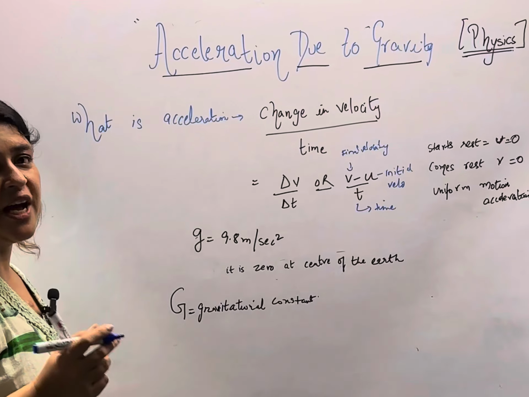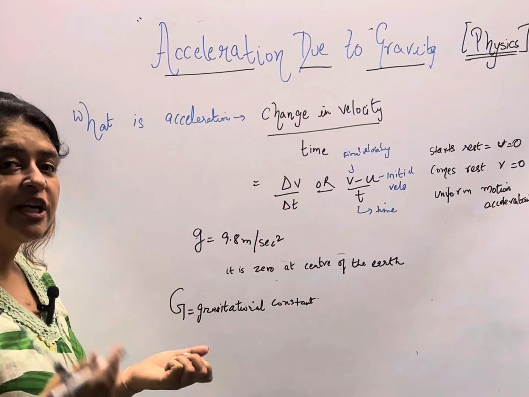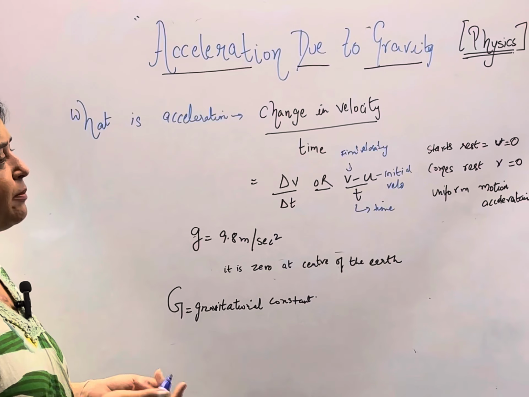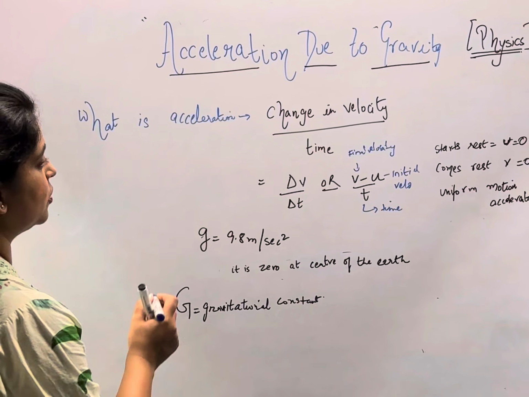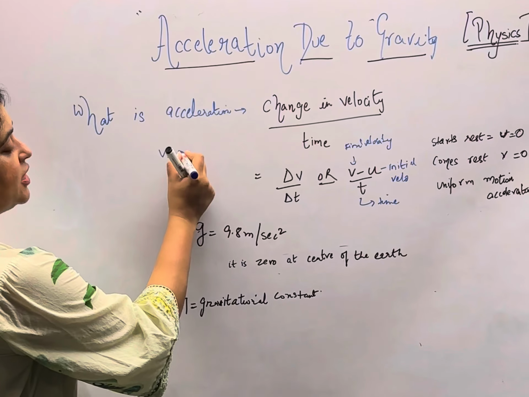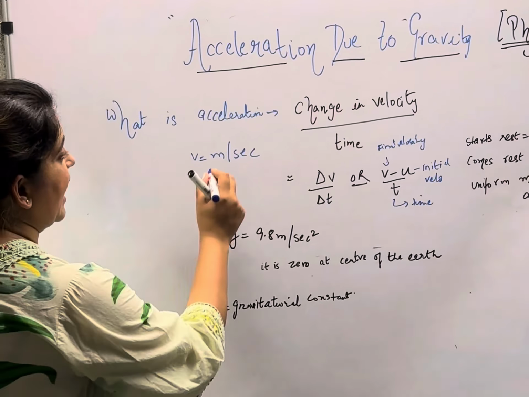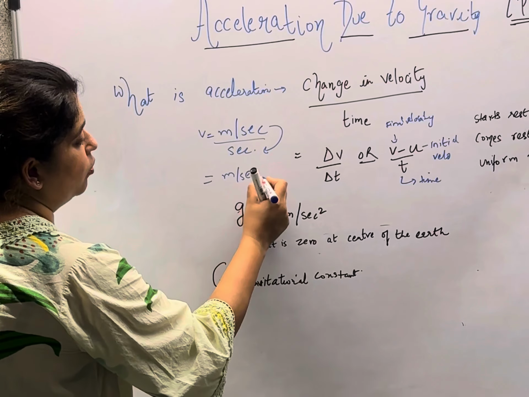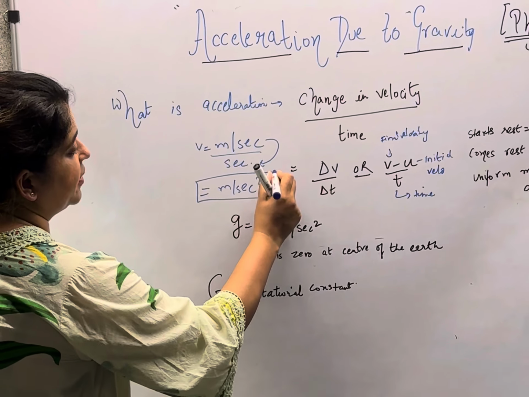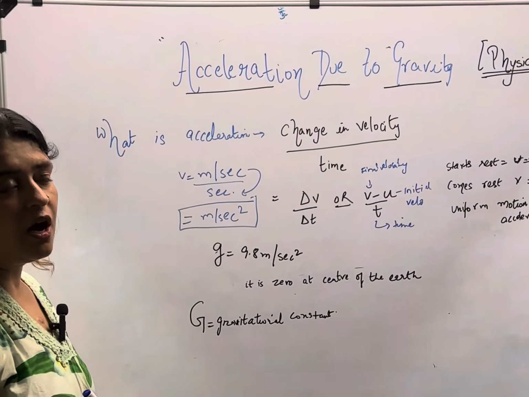Now, a lot of times you get confused about what the units of acceleration will be. So let me show you for once and for all. As you know, velocity is always in meter per second, right? And my time is also in second. So this second comes down. So we can derive the units now. The units are meter per second square. Of course, velocity can be in kilometers per hour also, but generally our acceleration is in meter per second square.